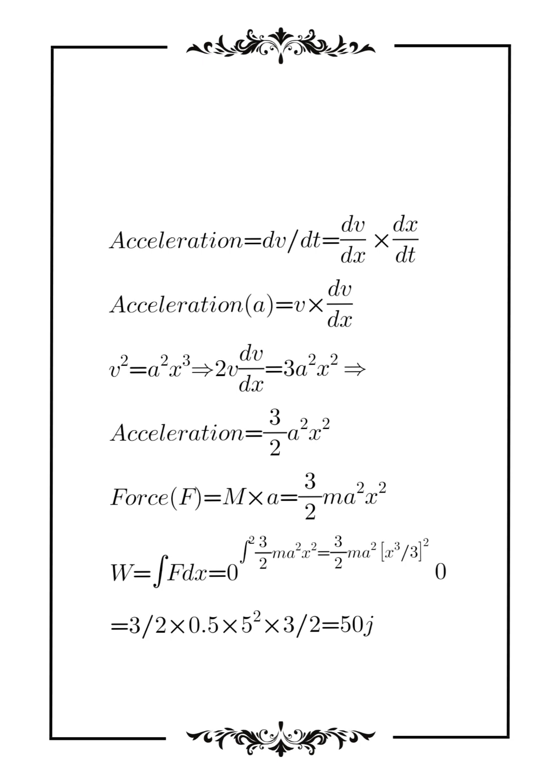Since we have to find out the work done during its displacement from 0 to 2, W is equal to 3 by 2 into m a square into x cube by 3. In the place of x we are substituting the limits 2 and 0. That is equal to 3 by 2 into 0.5 into 5 square into 8 by 3, that is equal to 50 joules.